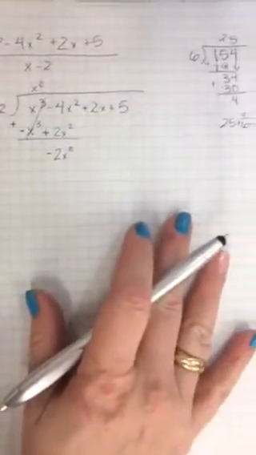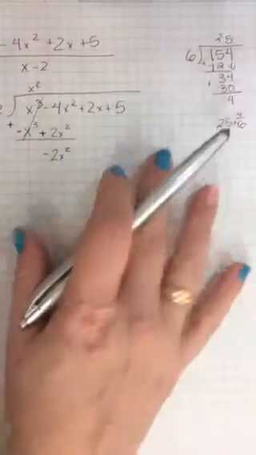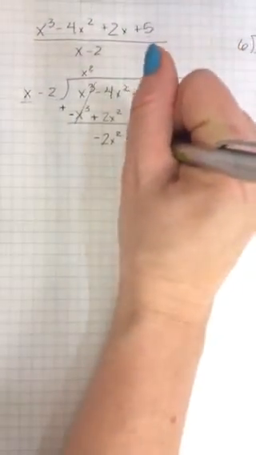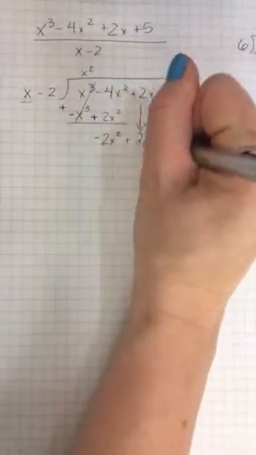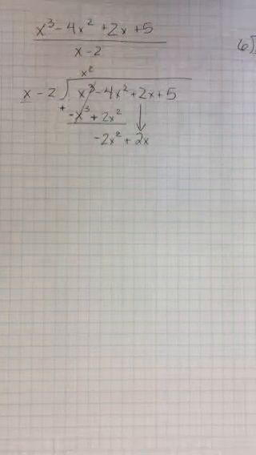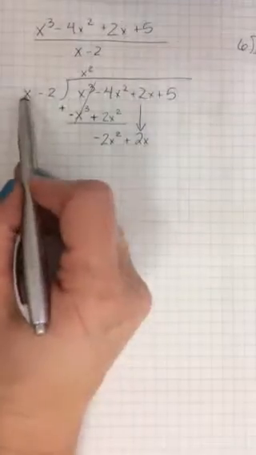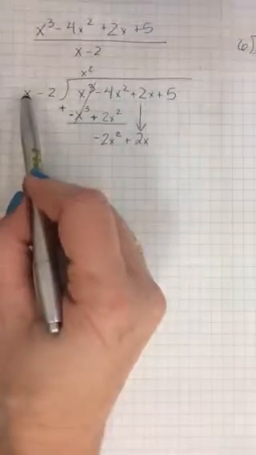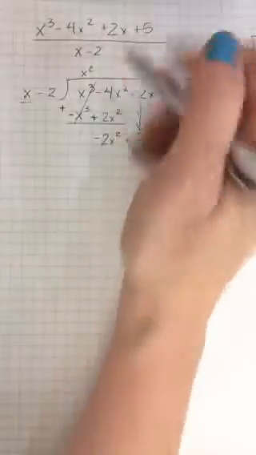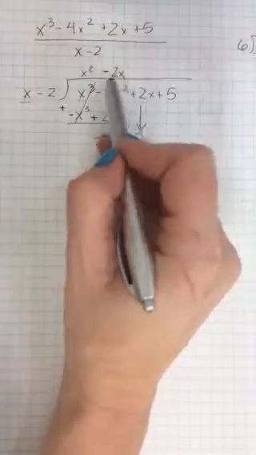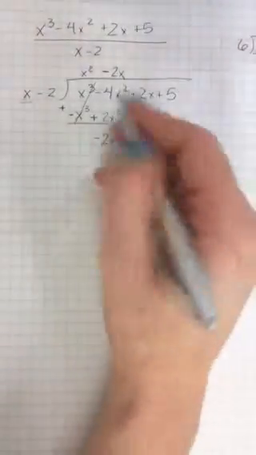Just like in long division, when I brought down my 4, in my long division of my polynomial, I'm going to bring down 2x. So now I have to start all over again and decide what I'm going to multiply by x to get negative 2x squared. Well, x times negative 2x would give me, in fact, negative 2x squared.